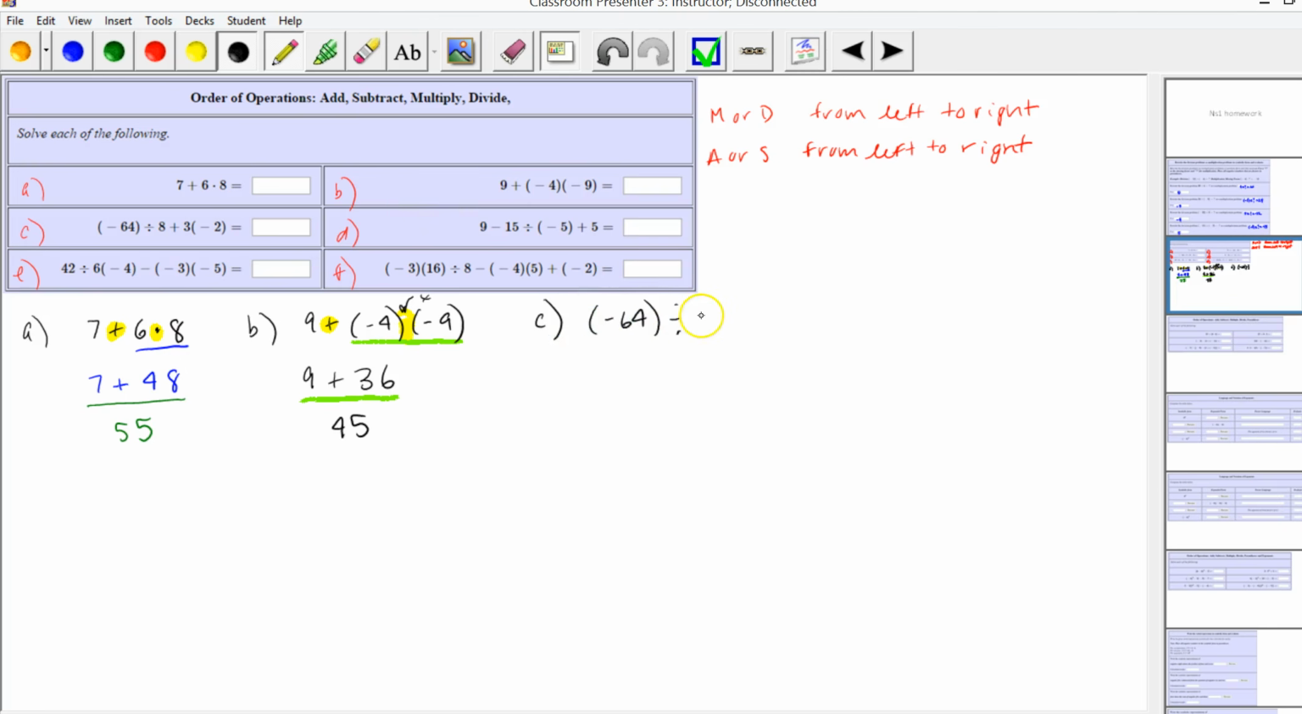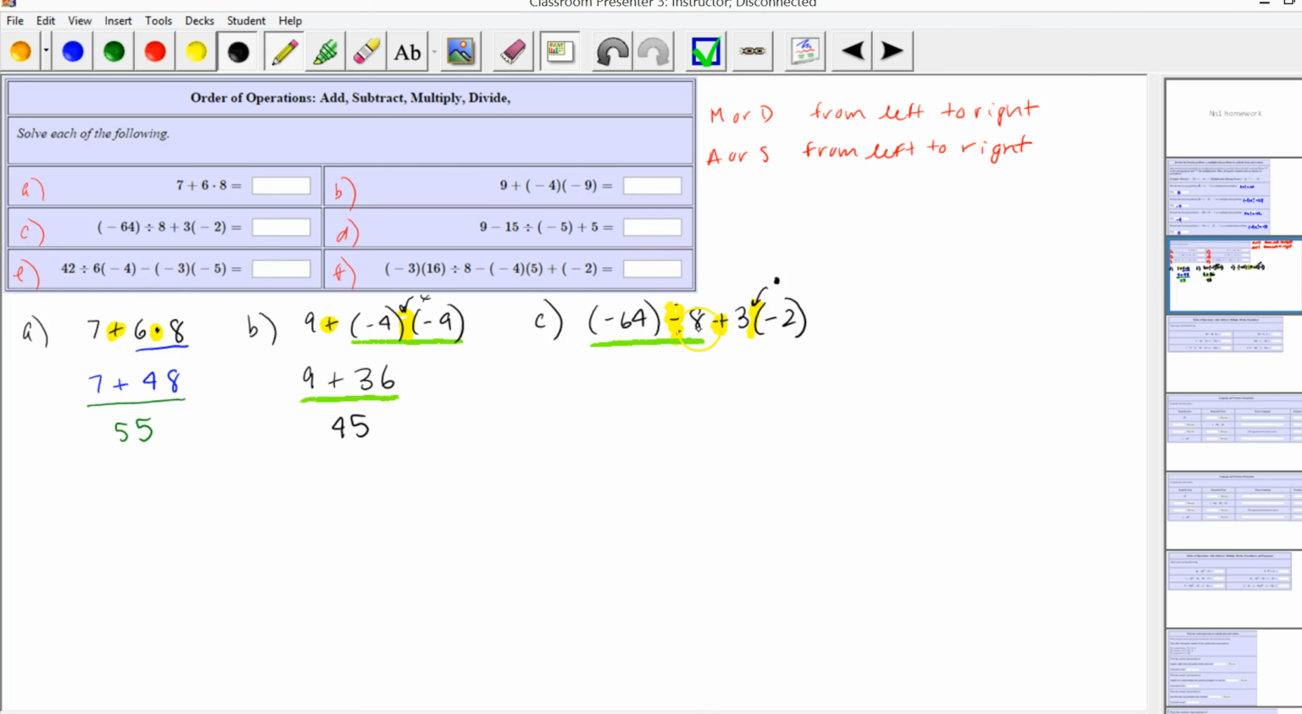-64 divided by 8 plus 3 times -2. So let's highlight our operations. Here we have division, here we have addition, and again here is that implied multiplication. It's not 3 minus 2, it's 3 times -2. So put a multiplication symbol there. So we have 1, 2, 3 operations to perform. First we'll do any multiplication or division. There's a division and there's a multiplication, but the division is first from left to right. So first we'll do this division.